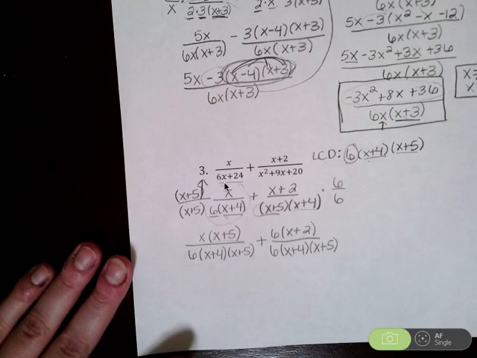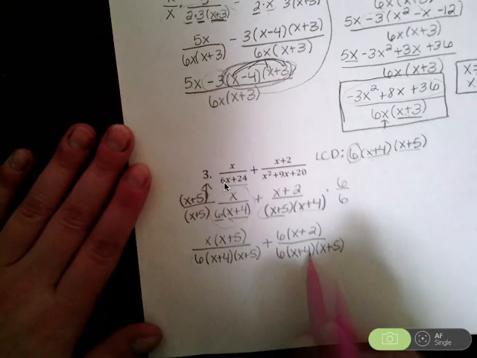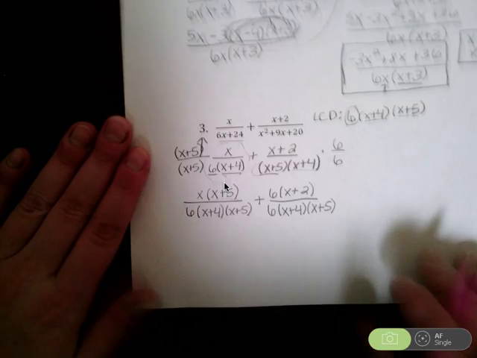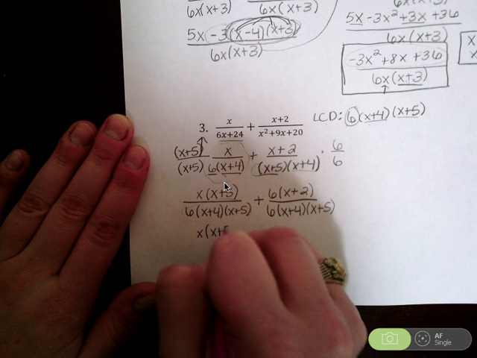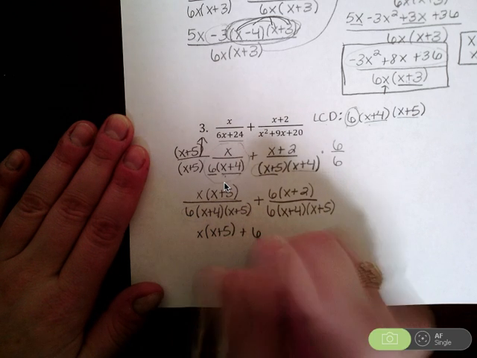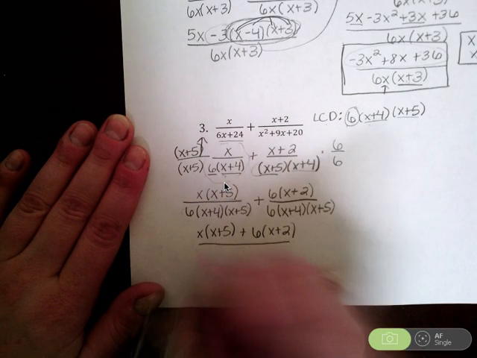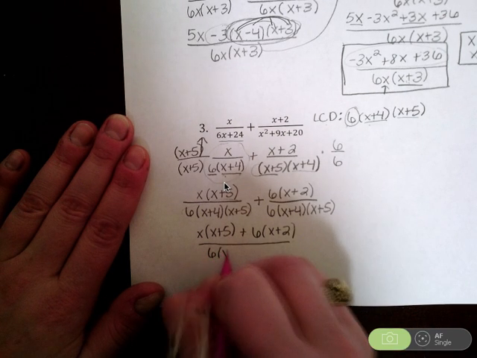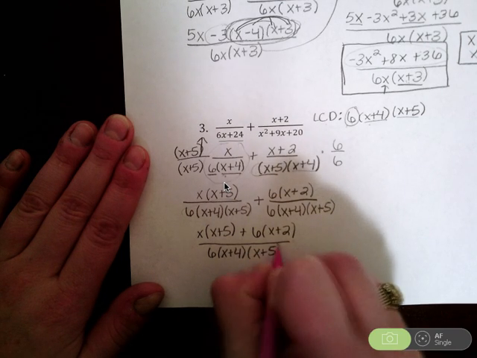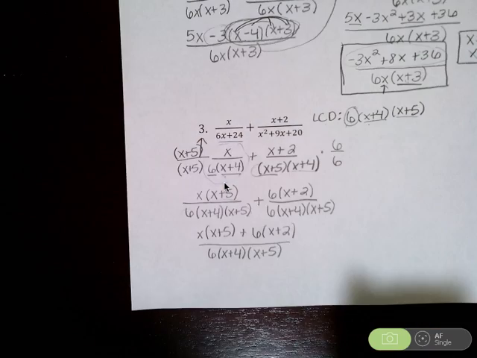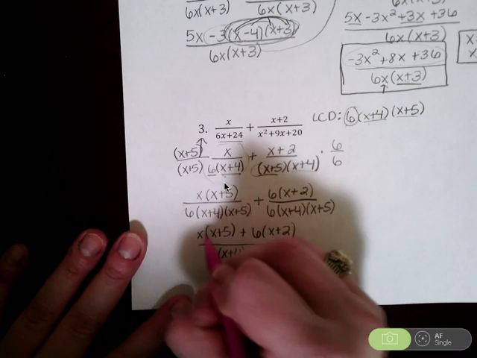Great, beautiful, awesome. Okay. Now, because our denominators are the same, I combine them into all one fraction. So I can write it as x times x plus 5 plus 6 times x plus 2. I divide it by our denominator, which is 6 times x plus 4 times x plus 5. Okay, so now we've added, but now we need to simplify. Okay, so we need to distribute here.